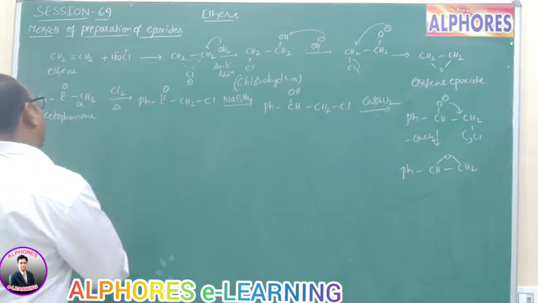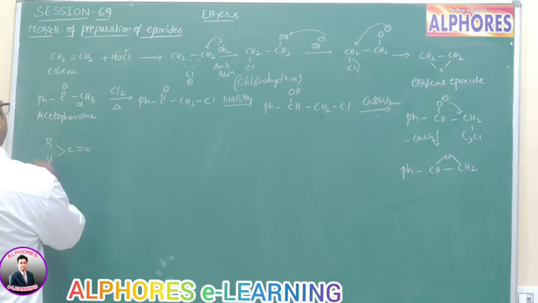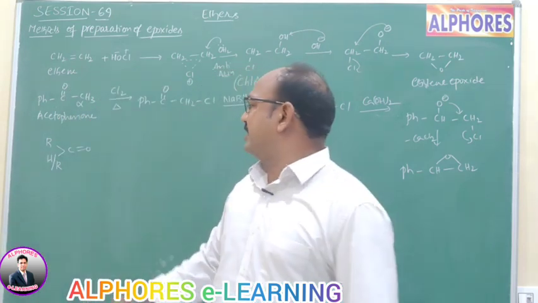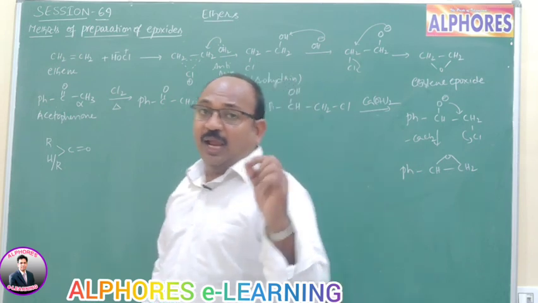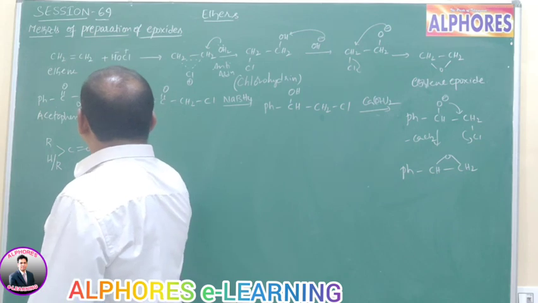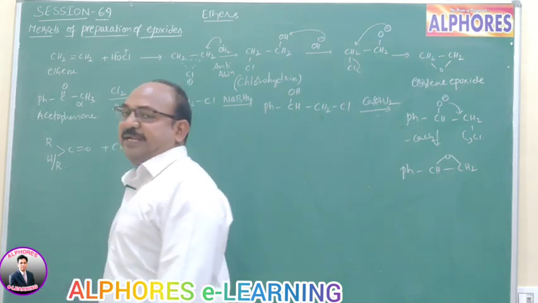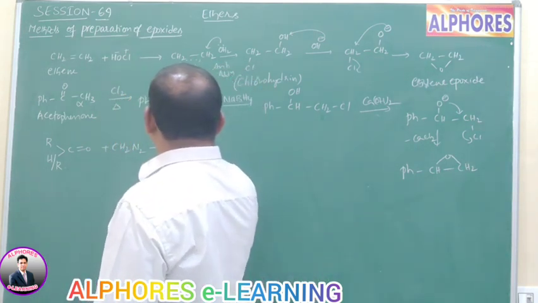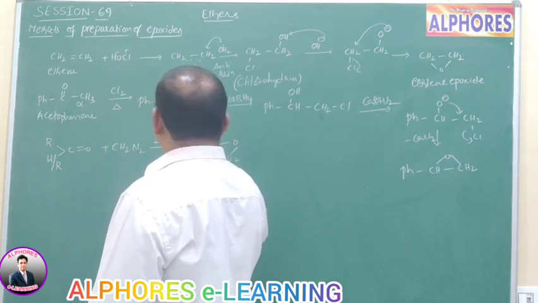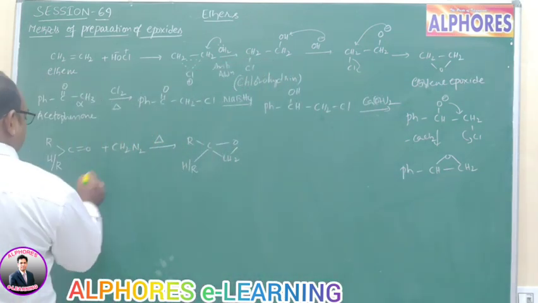Similarly, from carbonyl compounds, say RHC double bond O, either this one is H or R. If it is hydrogen, then it is an aldehyde. If it is an alkyl group, then it is a ketone. Carbonyl compounds upon reaction with diazomethane, CH2N2, in presence of heat or sunlight, give RCOCH2 with H or R. So here also we are getting an epoxide. Let us see how this proceeds.